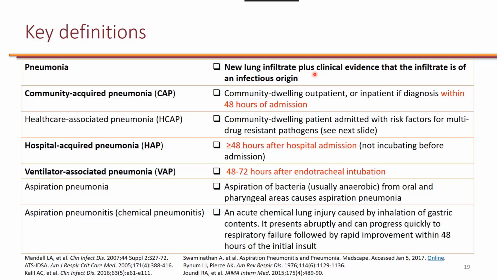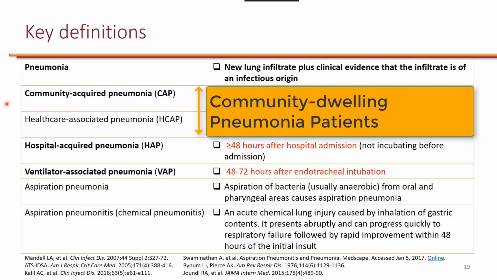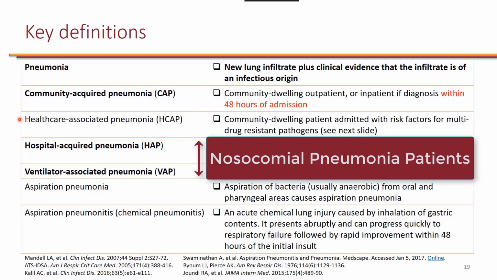Now, generally speaking, there are two types of pneumonia patients. There are community dwelling patients, which means that these are patients who are not hospitalized, so they are residing in the community, and that consists of community-acquired pneumonia and healthcare-associated pneumonia. So these two types of pneumonia patients actually reside in the community. Whereas we have nosocomial pneumonia, and patients with nosocomial pneumonia will be residing in the hospital. So the two types of nosocomial pneumonia are hospital-acquired pneumonia and ventilator-associated pneumonia.